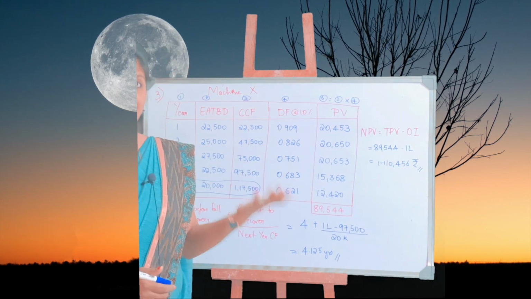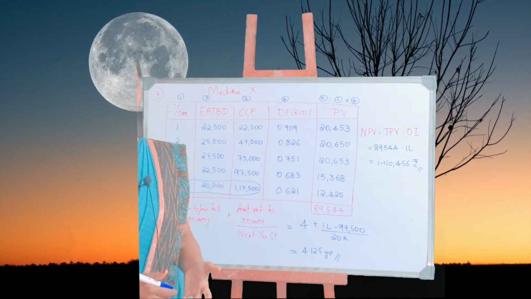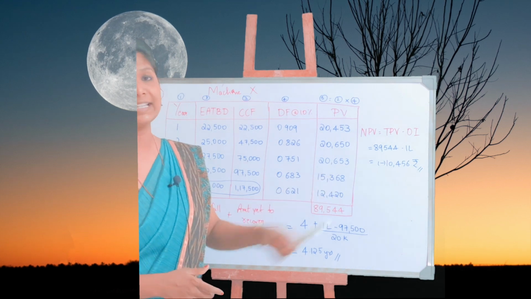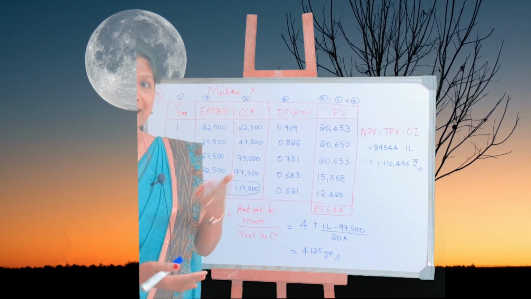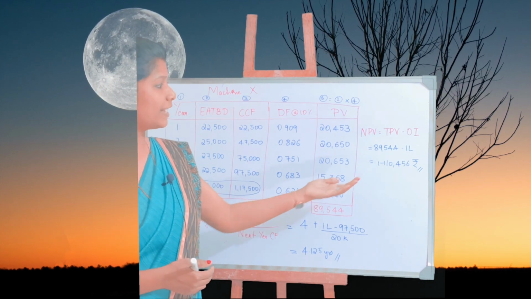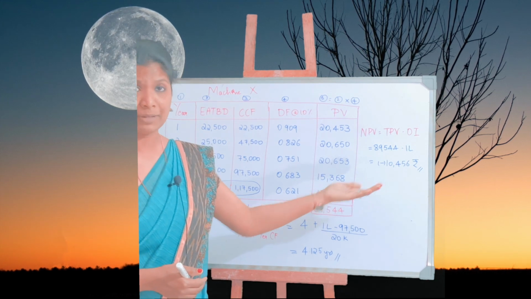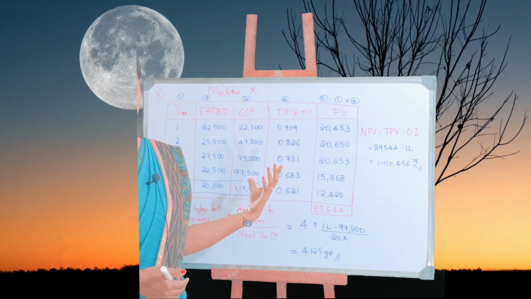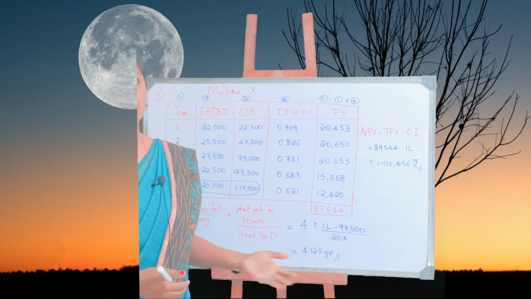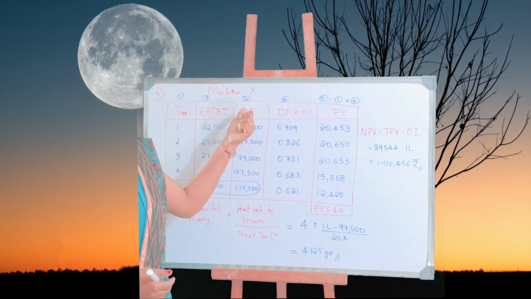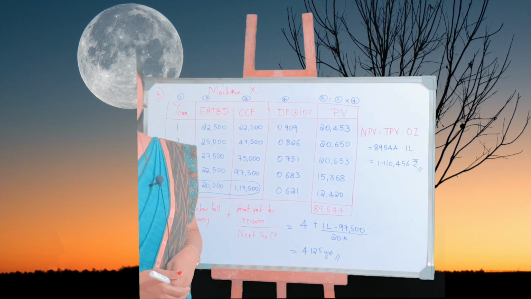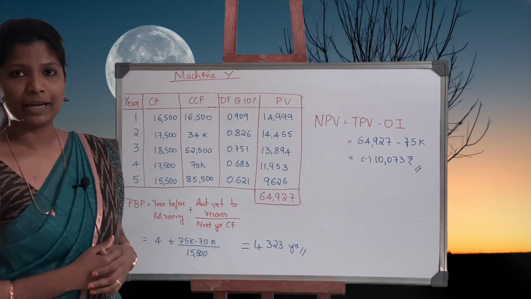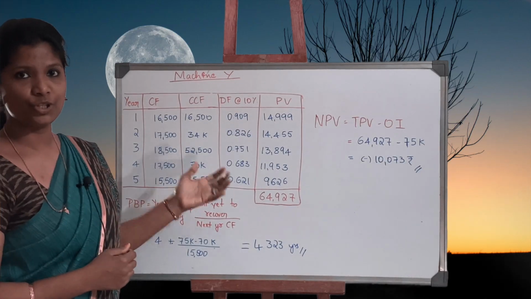So my investment is rupees 1 lakh, but the return I'm earning on that is rupees 89,000, right? So it is lesser than my investment. So automatically it's going to be a negative value. That means to say from this project the investment is only going to result in loss. That is machine X. So let's move on to machine Y next. Let's find out the payback period and the net present value of machine Y.